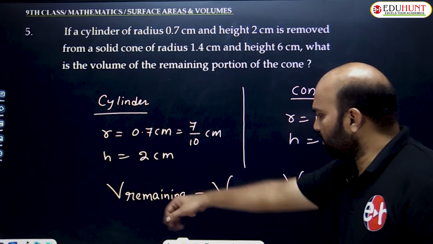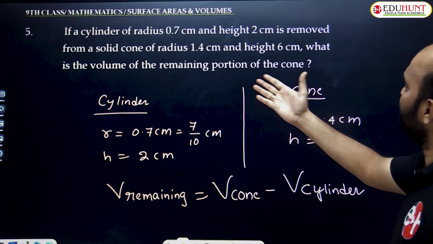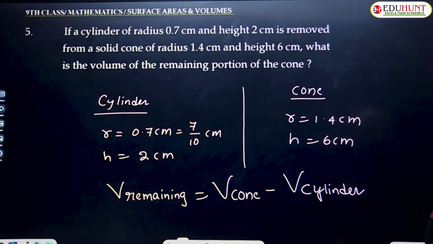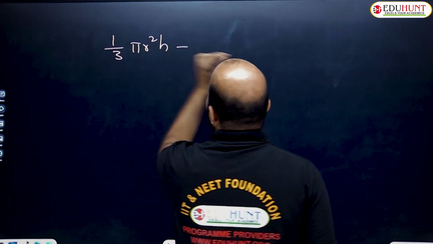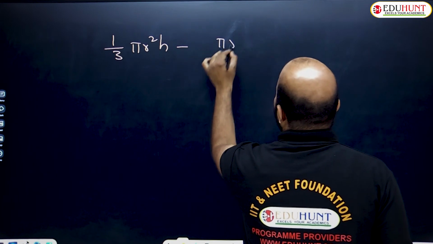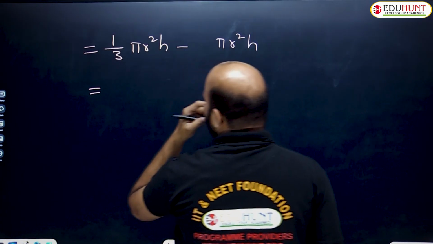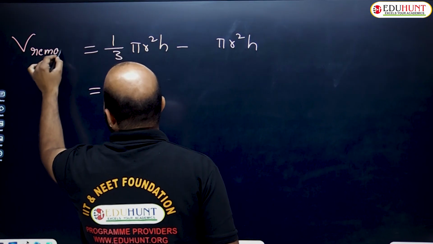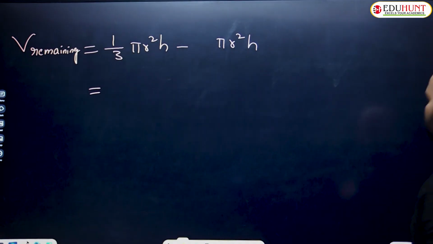Am I clear? So volume of remaining equals volume of cone minus volume of cylinder, because the cylinder is removed from the cone. The volume of cone formula is 1/3 pi r square h, minus the volume of cylinder formula pi r square h. So that is the difference. Am I clear? So volume of the remaining equals volume of cone minus volume of cylinder.